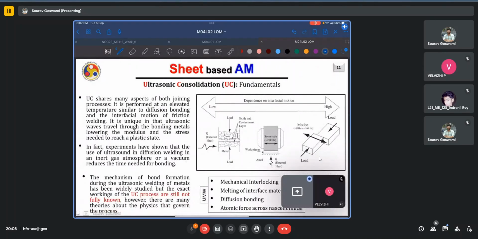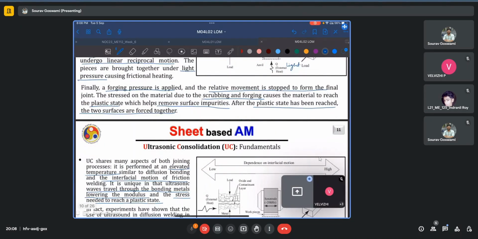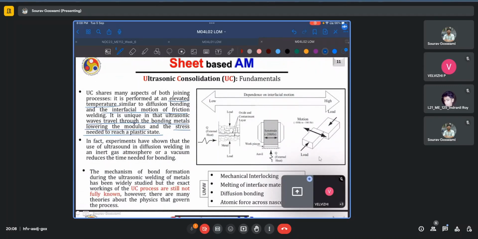So, ultrasonic consolidation shares many of these aspects. It is performed at an elevated temperature, and has the interfacial motion of the friction welding. Ultrasonic waves travel through the bonding material, and what this does is lower the modulus and the stress needed to reach a plastic state. We saw how in linear friction welding, it is only once the plastic state is reached that the two surfaces can be joined together. And here, the additional use of the ultrasonic waves lowers the elastic modulus of the material as well as the threshold stress which is needed to reach the plastic state. So this is called the Blaha effect.